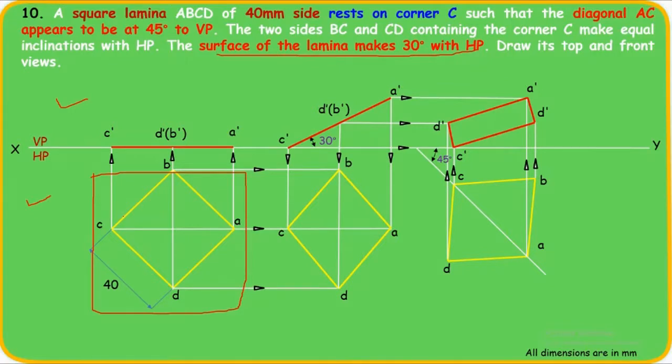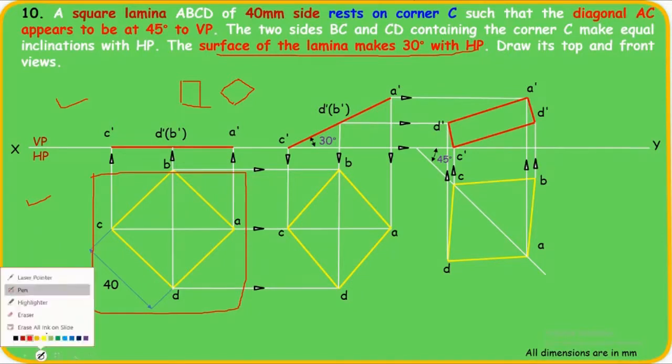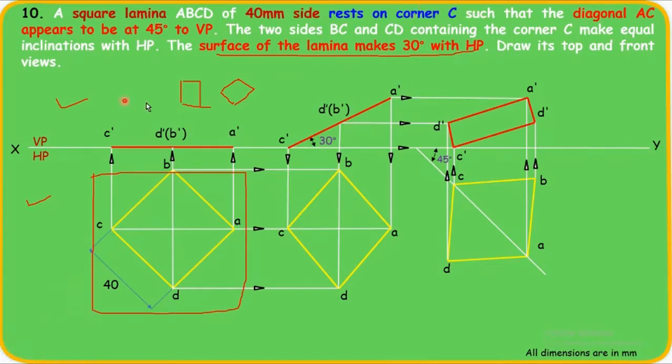Once you identify where it is placed, next you have to identify whether it is resting on an edge or on a corner. Here they have clearly mentioned it is resting on a corner. So you have to place it like a rhombus. If it is resting on an edge, you have to place it like this. So draw this.